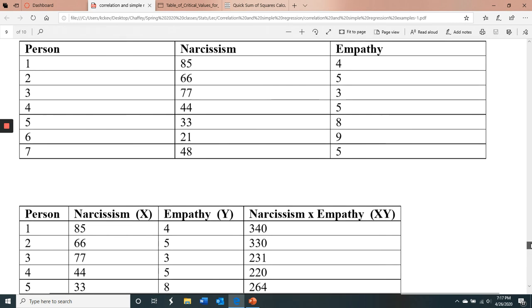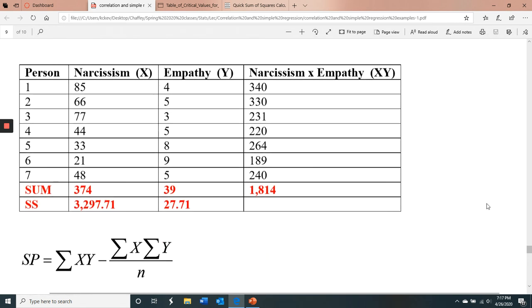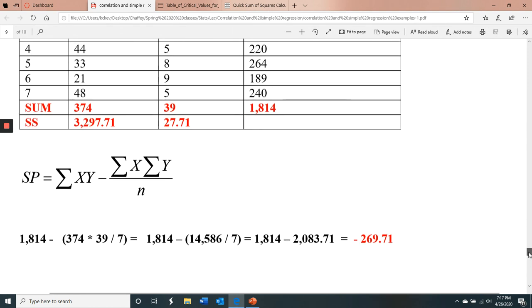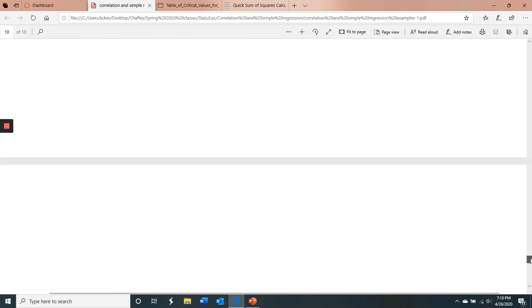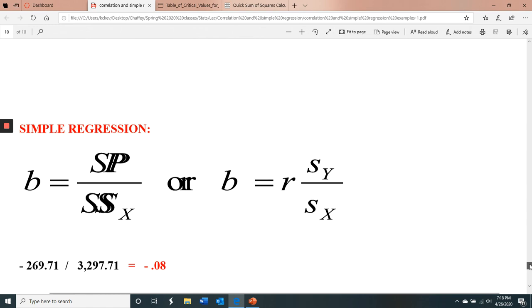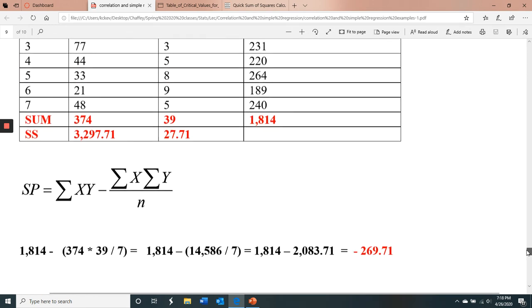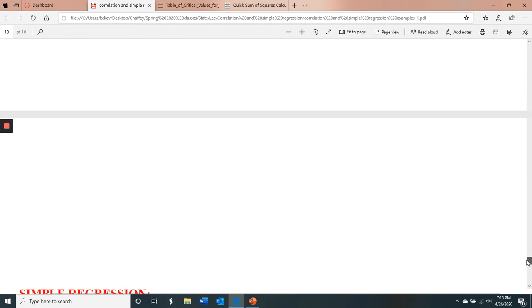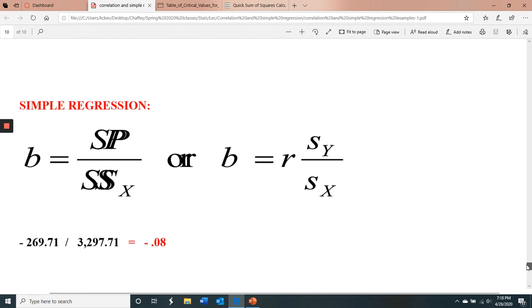Okay, you should be done now if you are watching this. This is the old table. I actually brought the old table down. So we know that this is all the stuff from the Pearson correlation. We knew that the SP, when we calculated it, was negative 269.71. And all we need to do is start going on it. And we have the sum of squares X right there. Sum of squares X is 3,200, etc. So we simply plug things in.